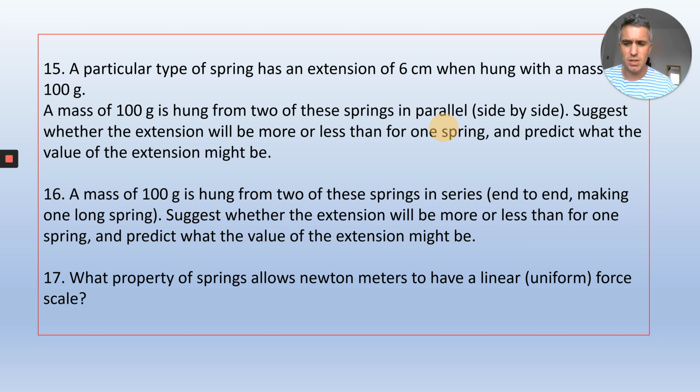Now, for 16, it says the same 100-gram mass is hung from the 2 springs in series. So whereas before they were fixed at the top and you hooked on both of them, now these springs are in series, end to end, making a really long spring. So one spring is attached at the top, and then you hang the 100 grams on the bottom. Suggest whether the extension will be more or less than for one spring. Can you predict what the extension might be?